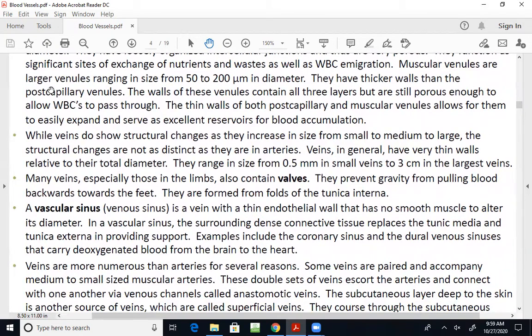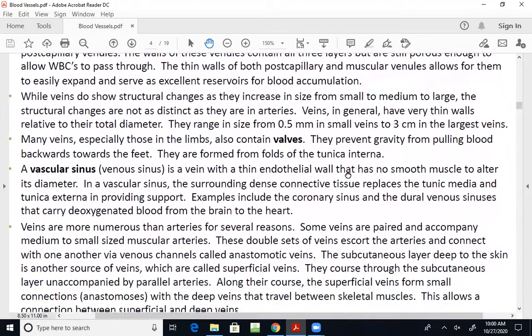Muscular venules are larger venules ranging in size from 50 to 200 microns in diameter. Once again, still dealing with microns, so we're still itty bitty, microscopic in size. Thicker walled than our postcapillary venules. A lot of that is due to the amount of muscle they have. They do have all three layers that we find in other veins, but are still porous enough to allow white blood cells to pass through. The thin walls of both postcapillary and muscular venules allow them to easily expand and serve as excellent reservoirs for blood accumulation.